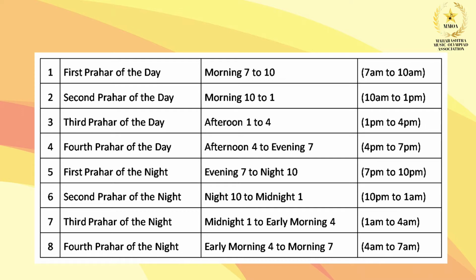Similarly, first praher of the night is 7 pm to 10 pm. Second praher of the night is 10 pm to 1 am. Third praher of the night is 1 am to 4 am. And the fourth praher of the night is 4 am to 7 am. Let us now study this in detail.